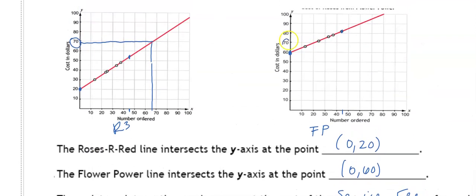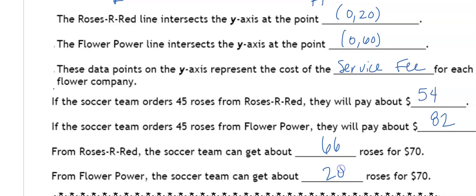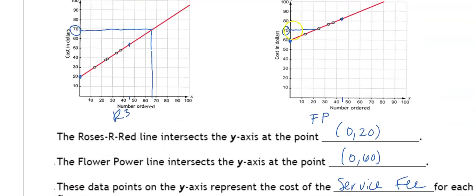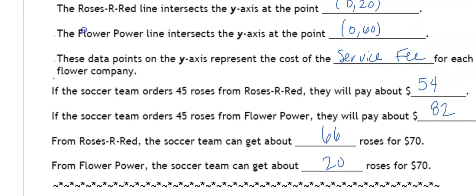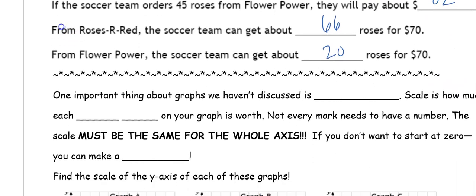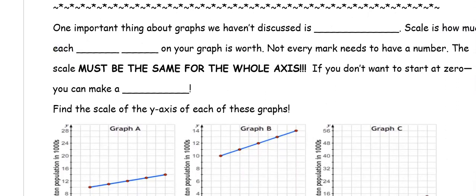And if we do the same thing for Flower Power, we're going to get about 20 roses. Okay, because we started at 70, went over to our line, and then went down. One important thing about graphs we haven't discussed is scale.